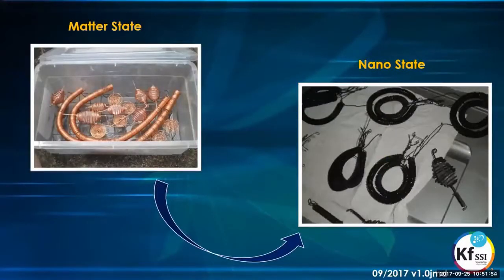So we've gone from the matter state, which is our piece of copper, for example, and we have nano-coated the copper, and now we have the same piece of copper, but now it's got thousands of layers of nanoparticles on there. So if we just explain a little bit on what's happening in that video.